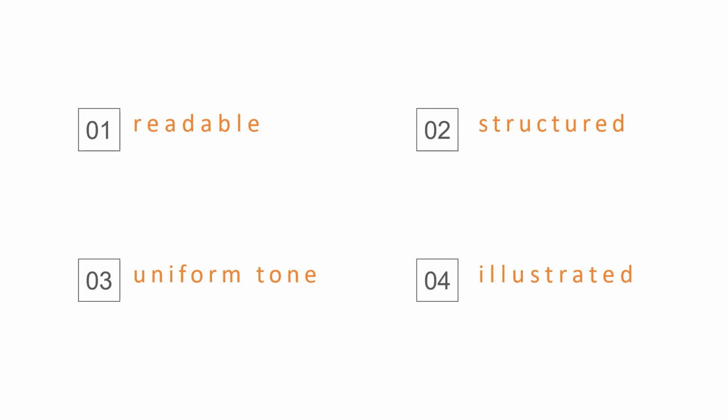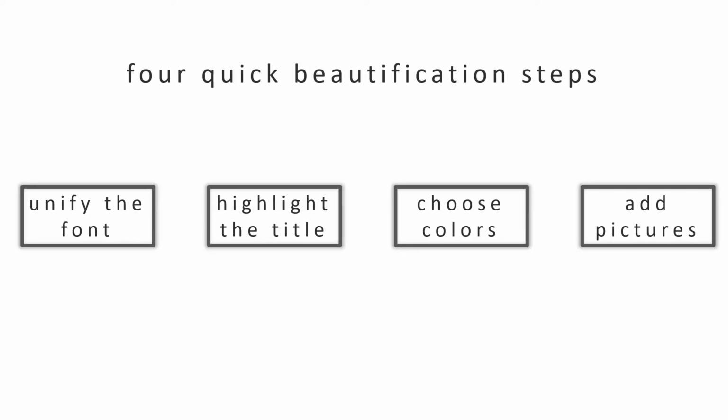When the audience is watching the presentation, if you want them to have a good visual experience, then the slides must have a unified color tone and be illustrated. If these standards are translated into operations, we get our 4 quick beautification steps. Unify the font. Highlight the title. Choose colors. And add pictures.